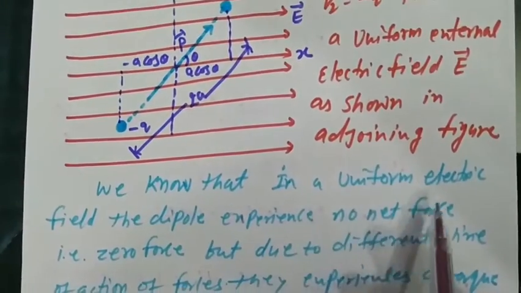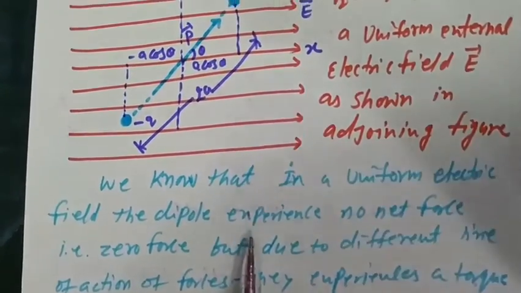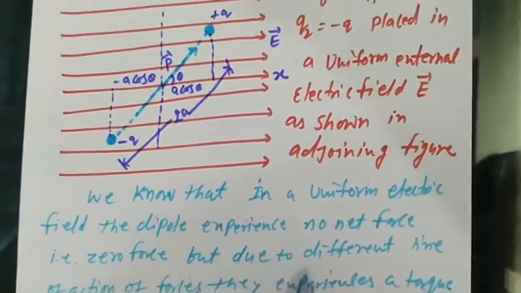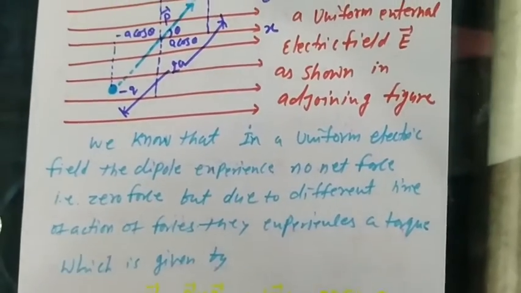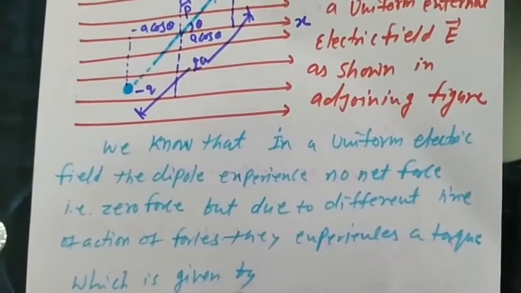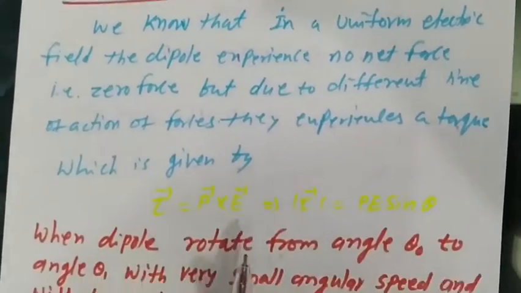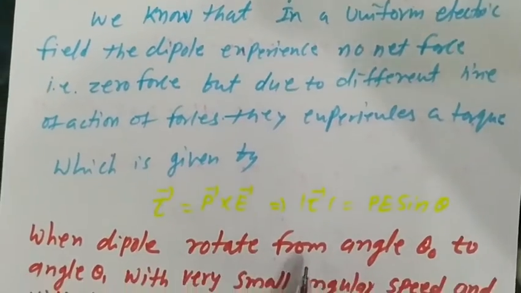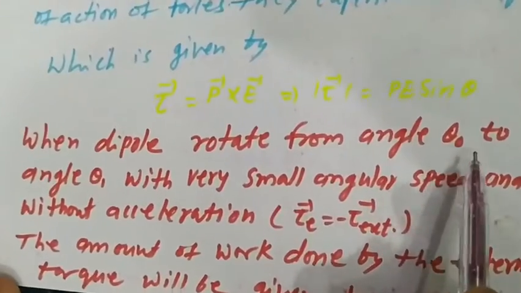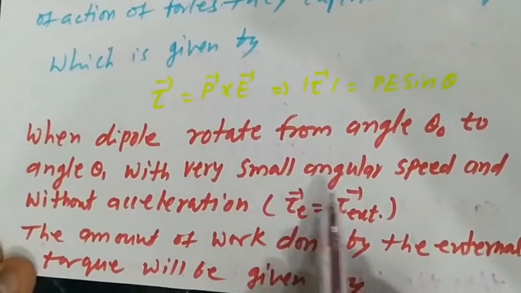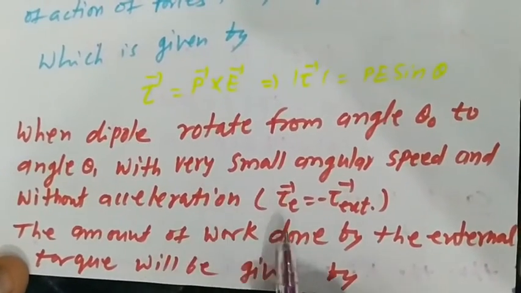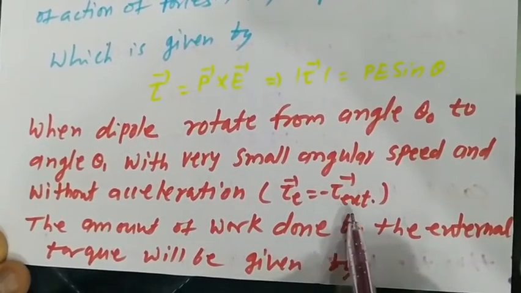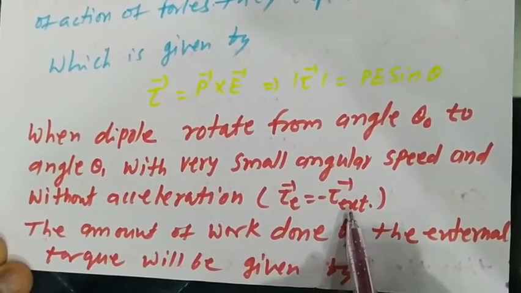We know that in a uniform electric field the dipole experiences no net force, meaning zero force, but due to different lines of action of forces they experience a torque which is given by tau equal to P cross E vector, or magnitude of tau equal to PE sin theta. When the dipole rotates from angle theta naught to angle theta 1 with very small angular speed and without acceleration, that means electric torque is just opposite to and equal to external torque.